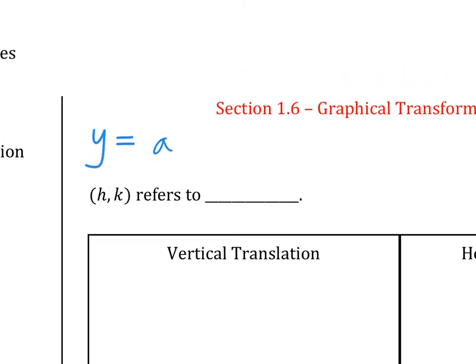So it always starts with A. And then the next thing is always that function, whatever that function is, the parent function. And then it always comes with x next. The new thing this year is this thing called c, which is going to be the denominator of x. And then we have a minus h plus k. And do you remember what hk refers to? Yes, the vertex.